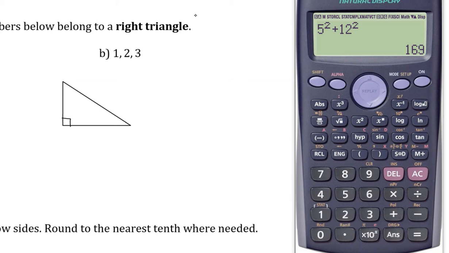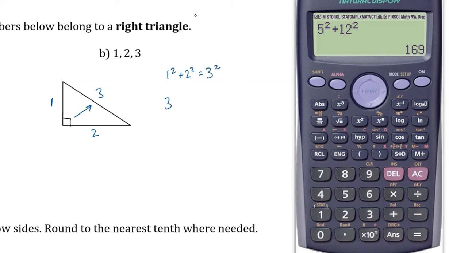So again, 1, 2, 3. Well, that looks like the shortest. That one is the longest because it's across from the right angle, which means 2 has to be there. So what I'm looking for is 1 squared plus 2 squared. The two smaller ones, does that add up to 3 squared?